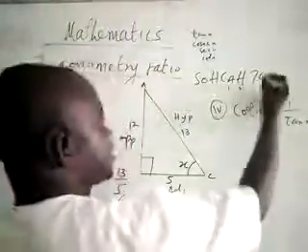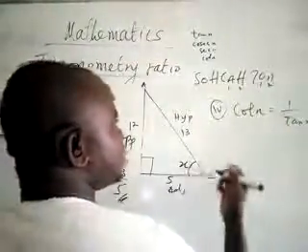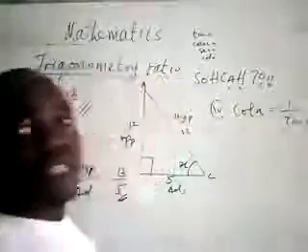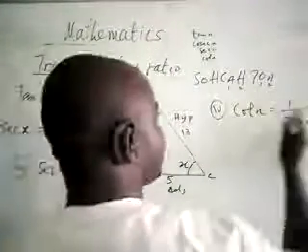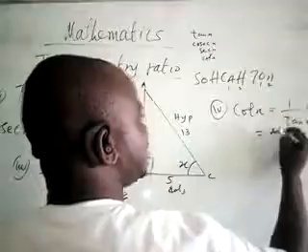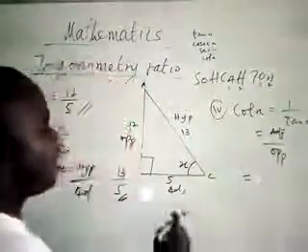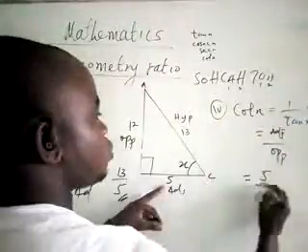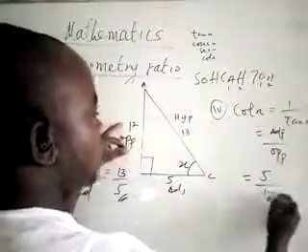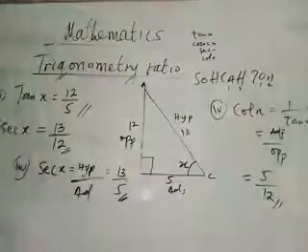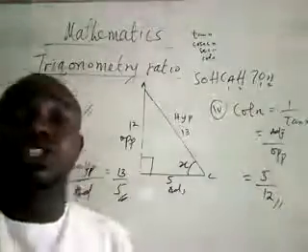Or if tan x is opposite over adjacent, then our cot x will be equal to adjacent over opposite. And what is your adjacent? Your adjacent is 5. And what is your opposite? Your opposite is 12. So your answer there is 5 over 12. Hope you understand.